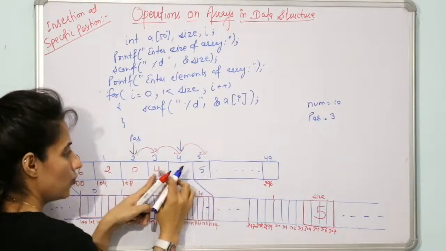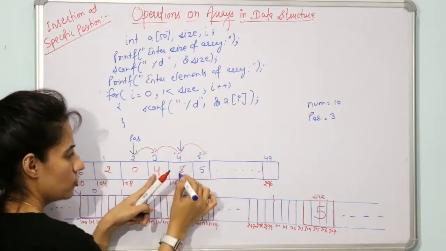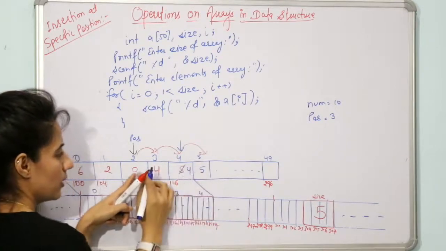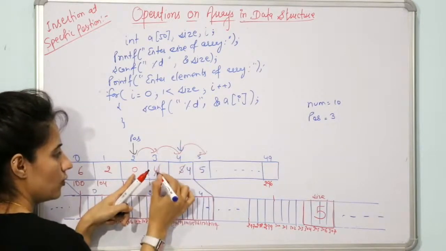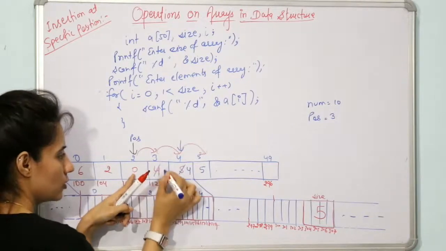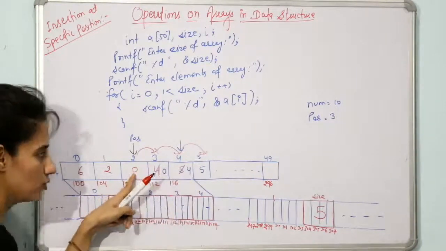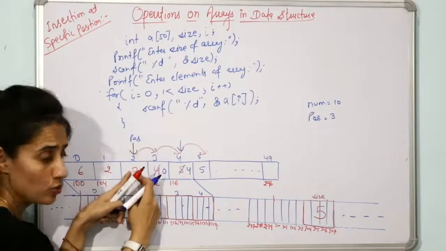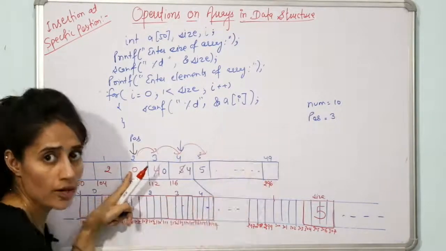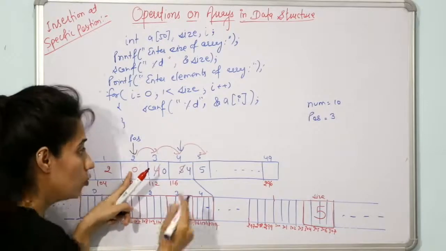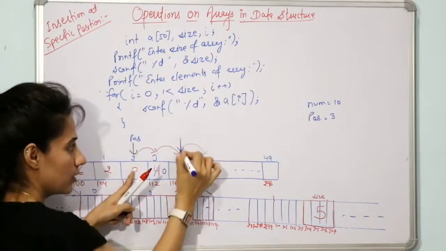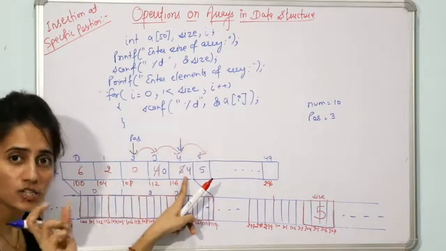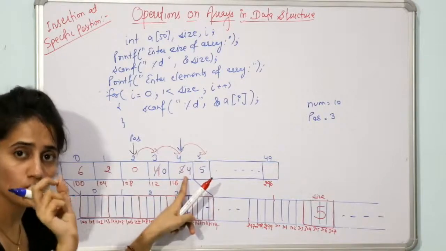Now this 4 would be shifted here, so in the place of this 5 you will write 4. Now 0 would be shifted in the place of 4 because 4 would be lost and 0 is there. Now here also we have 0. Till the position where you want to insert, you are going to shift to the right. And from where are we going to start the loop? We are going to start the loop from the last element of the array, or you can say from size minus 1.